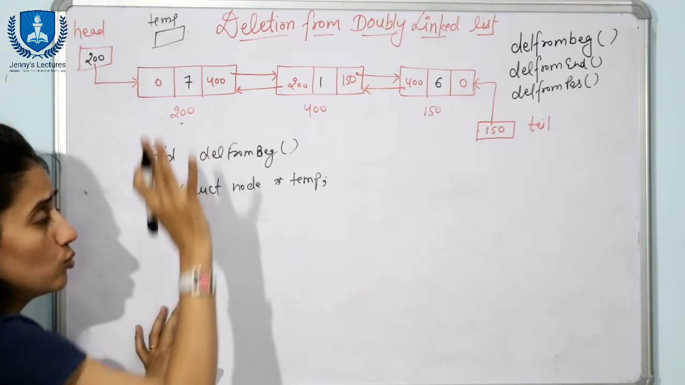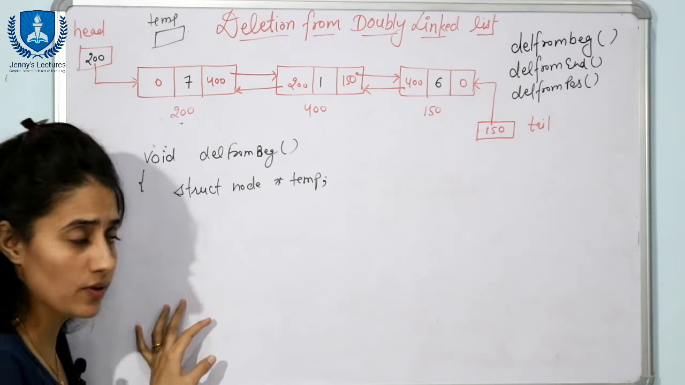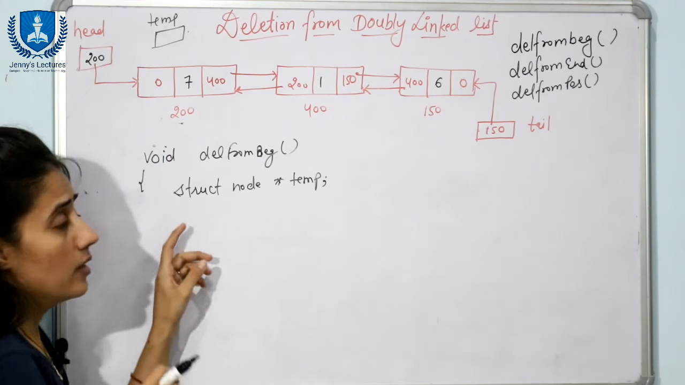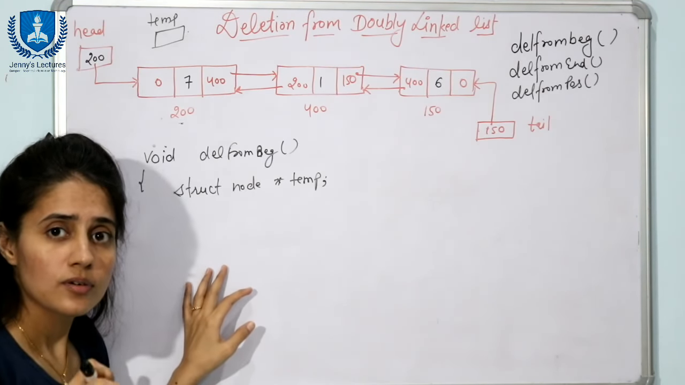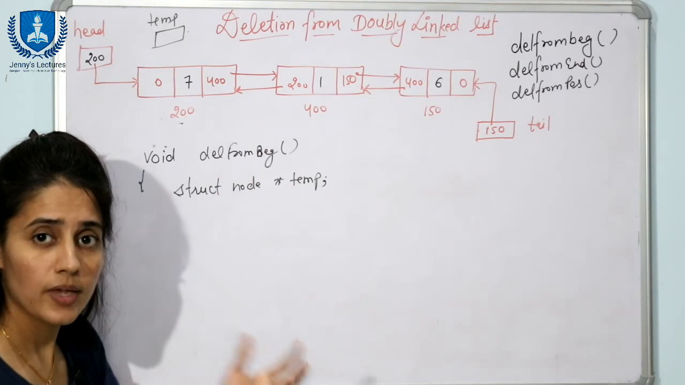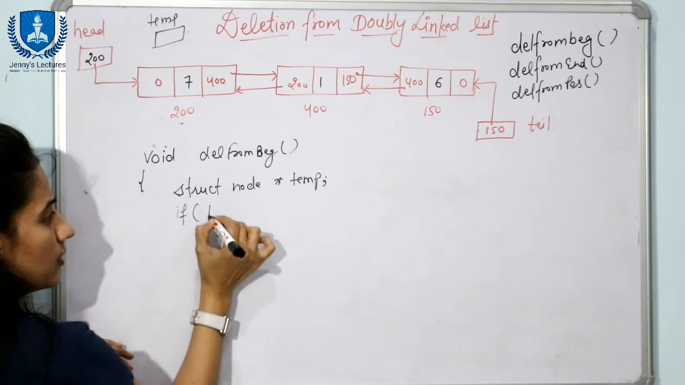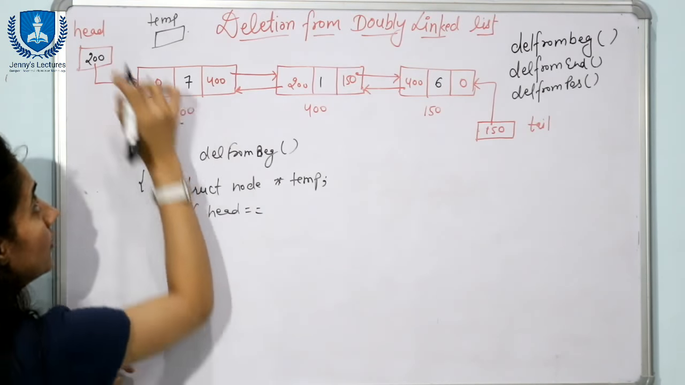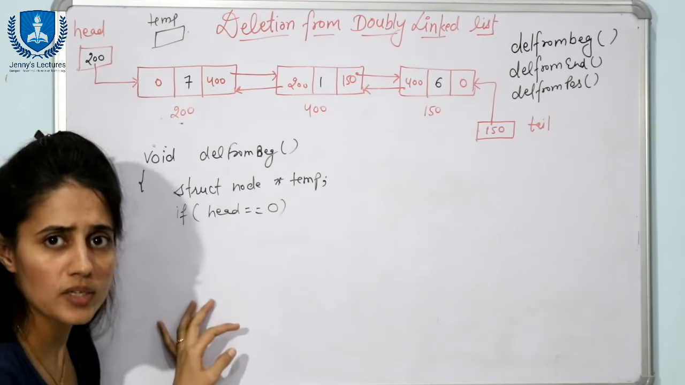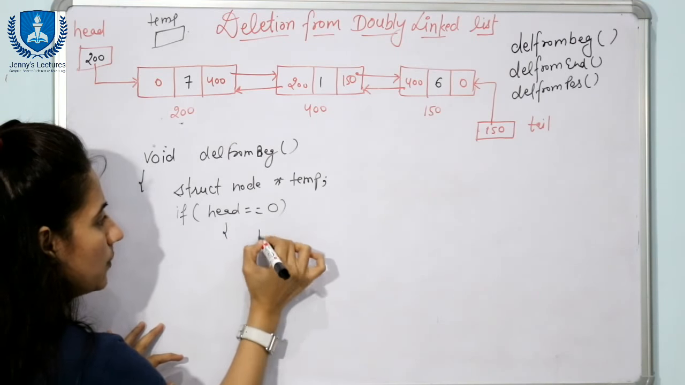Temp is not yet pointing to this node. Now first of all we will check: if there is no node in the list, then we cannot delete anything. So you can check if this head pointer is equal to 0, meaning null. It means here you can print what?